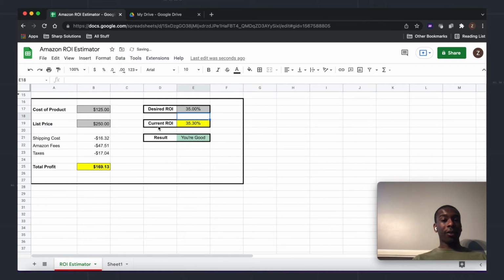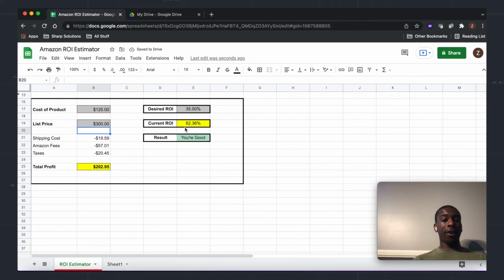And we're almost there, we're right there. The current ROI we're getting right now is 35.3, so we can see that the result is good. Again, we can see that the shipping costs, the Amazon fees, and the taxes have all updated when I change that list price. Let's say I'm getting greedy, but we could bump this up a little more. Let's say I can now list this at 300. Again, we see all of our costs have updated. We see the profit is updated.